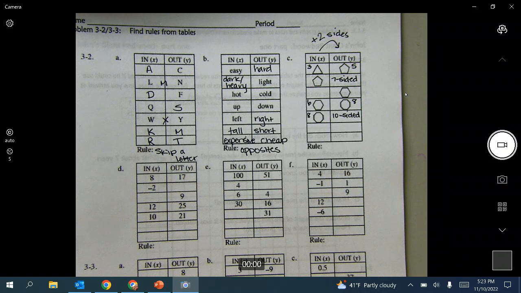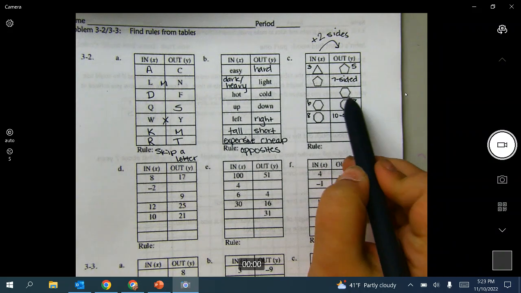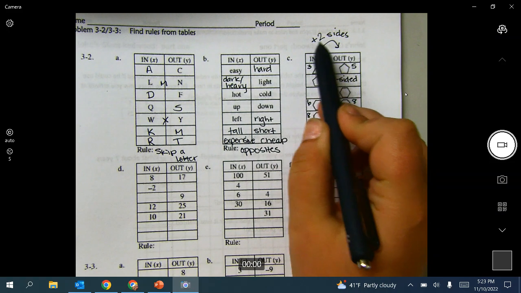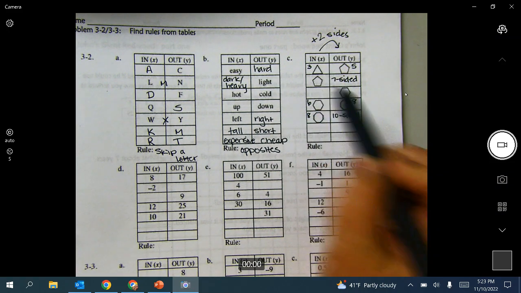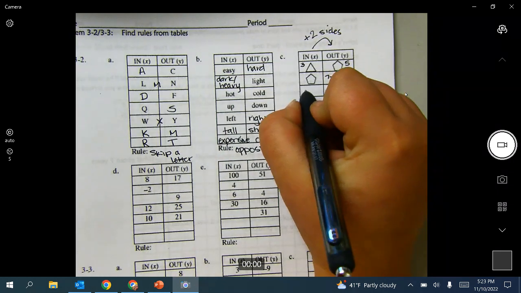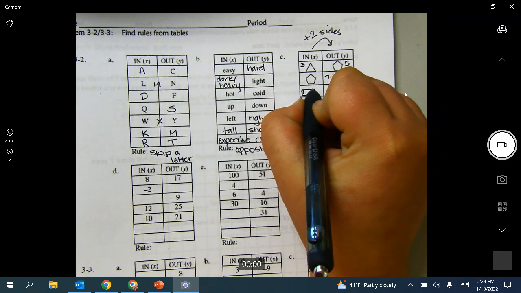All right, and now for this one, I'm going to have to go backwards. So if this one has 6, I need to go backwards, and the opposite of addition is subtraction. So I'm going to subtract 2 sides, which means that this is just going to be a rectangle or a square.